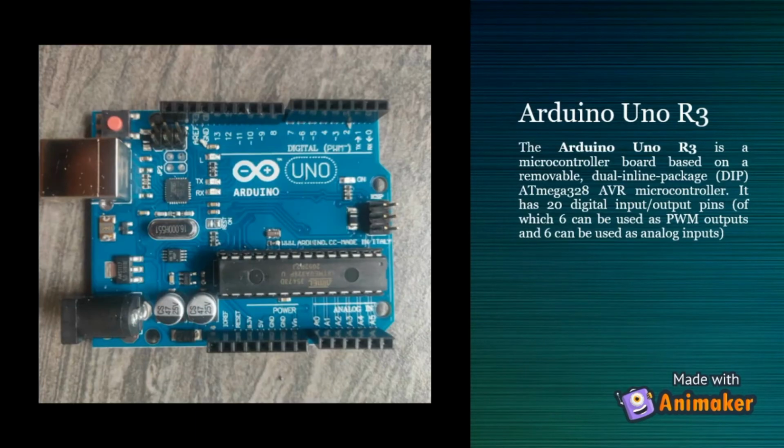The Arduino R3 is a microcontroller board based on a removable dual inline package, DIP. It has 20 digital input-output pins, of which 6 can be used as PWM output and 6 can be used as analog input.